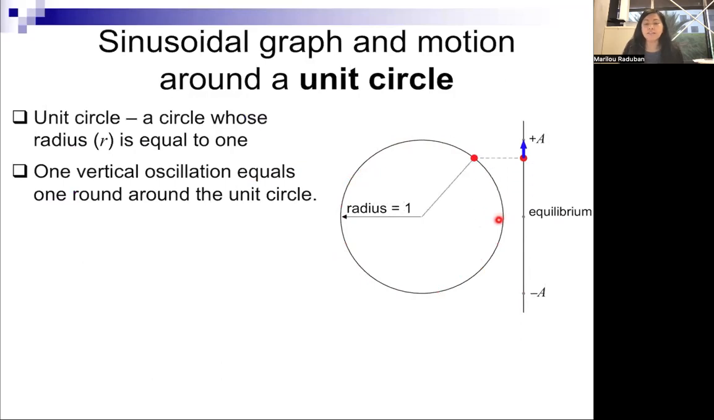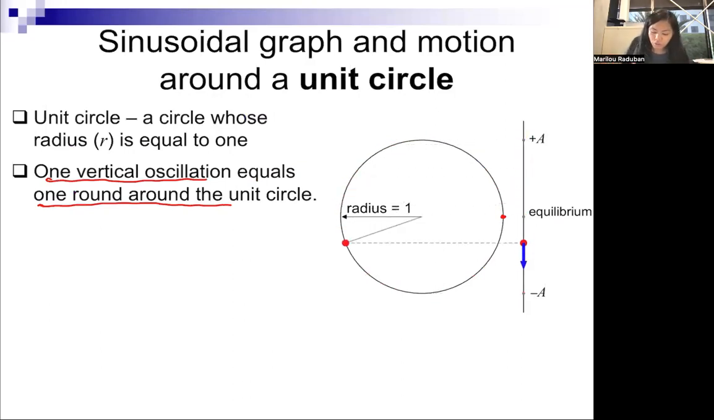So if you think about it, if you have an object that's going around and around a circle, it's also periodic motion, right? Periodic motion is anything that repeats itself. And so you have this object, for example, starting at that point and going around that circle, then that's one period. And so we can relate the motion of this object around the circle as equivalent to the motion of this object on the right that's going up and down. Okay, so one vertical oscillation can be thought of as one round around a unit circle.